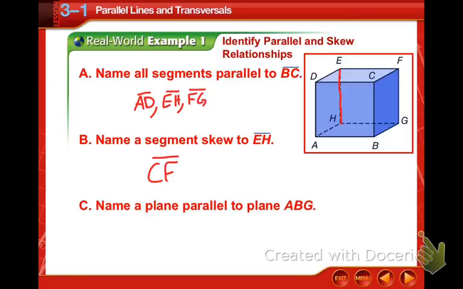And then a plane parallel to plane ABG. Plane ABG is the bottom of the cube here, or prism. And that means that the plane that's at the top is our plane that's parallel. We use any 3 points together to name it. So C, D, E for plane CDE. Oops, if I spell plane right. There we go.